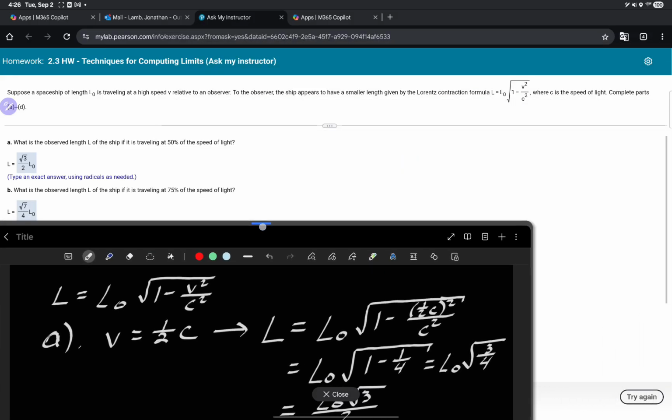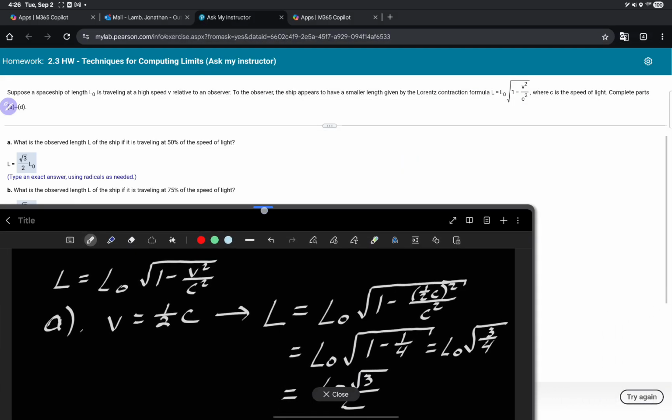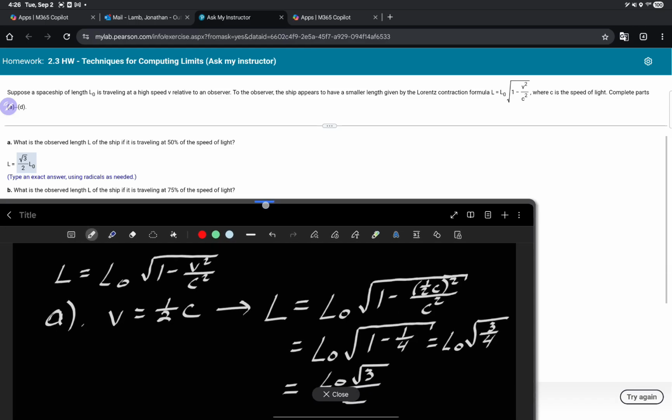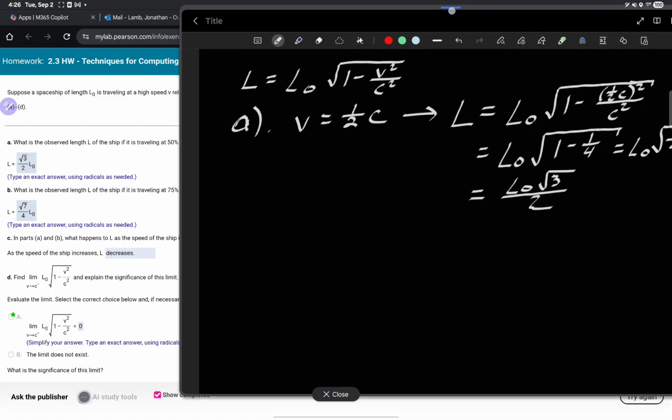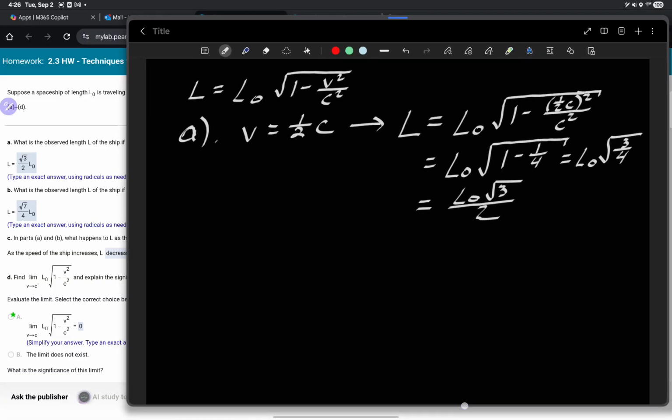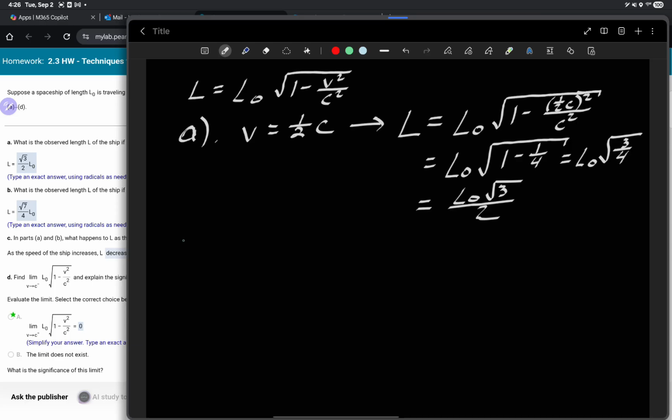It'll accept any format. Now, part B here is asking us what the observed length of the ship is if it's traveling at 75% of the speed of light. Okay, so I keep going in this pattern. So part B here, I would say that the observed length L is equal to the original length on the square root. And now, if it's 75%, I'll think of that as 3/4. So 1 minus 3/4 c quantity squared over c squared.